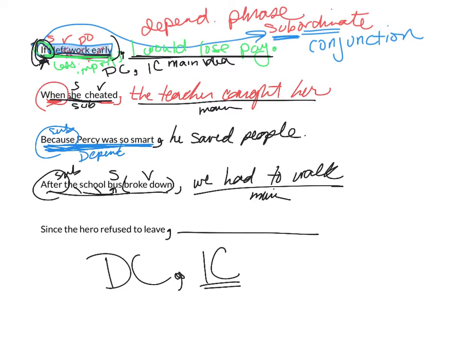Since the hero refused to leave, the villain killed him. I'm feeling particularly dark today, so we had a little killing going on. That is DC-IC. So let's take a look at something else that DC-ICs can do that is a little bit different.